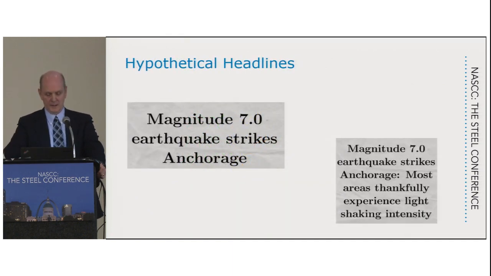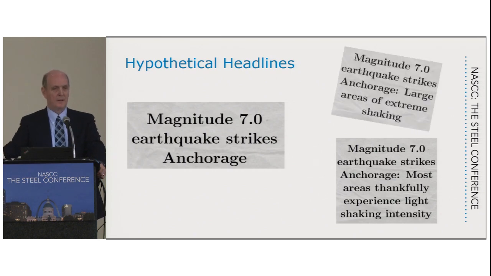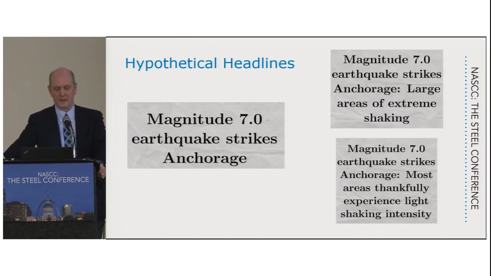So we get this headline, magnitude 7 earthquake strikes Anchorage. Most areas thankfully experience light shaking intensity. Unfortunately, we did not get this headline: magnitude 7 earthquake strikes Anchorage, large areas of extreme shaking. Because those are two different events. And just knowing the magnitude does not give us the whole picture. So the paradigm shift I would like, not just you in this room and those online, but everybody, I'd like to get this message across to the news organizations. Give us a magnitude, but more important, tell us about the shaking.